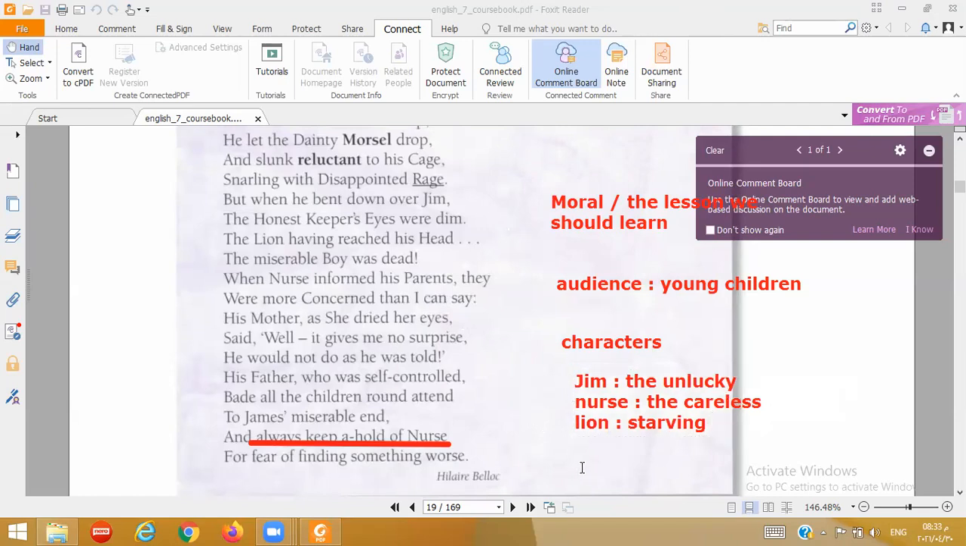and the honest keeper, the zookeeper, honest and fat. And Jim is unlucky and naughty. Good, very good. So those are the characters.